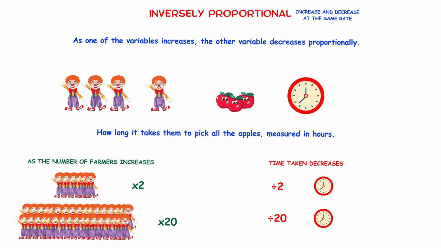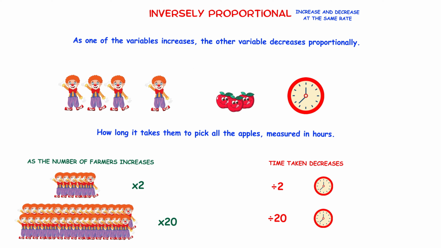Let's imagine the scenario of farmers picking apples from their orchard, and we're measuring how long it takes them to pick all of the apples. Now, it's fairly obvious that the more farmers there are helping to pick the apples, the less time it will take to pick them. In maths, we call relationships like this inversely proportional, which just means that as one of the variables increases, the other variable decreases proportionally.